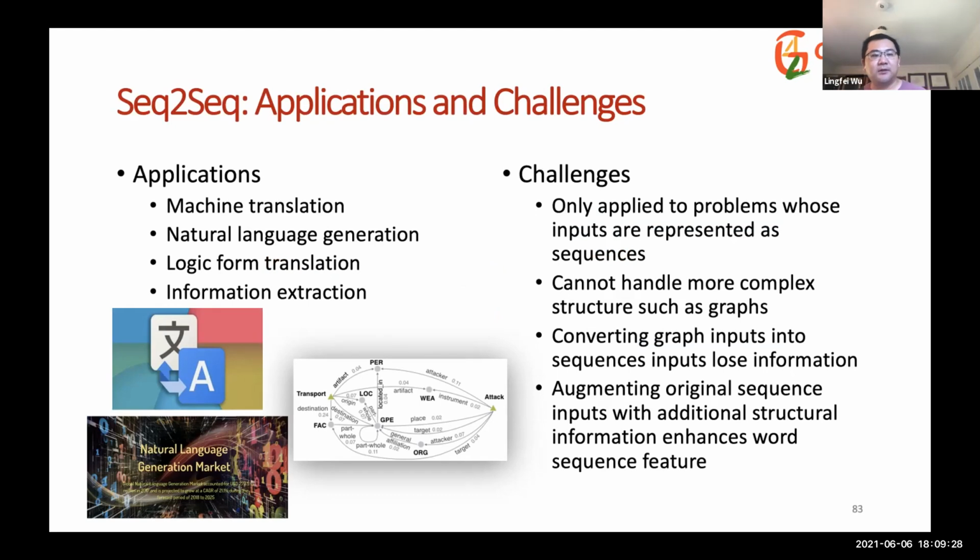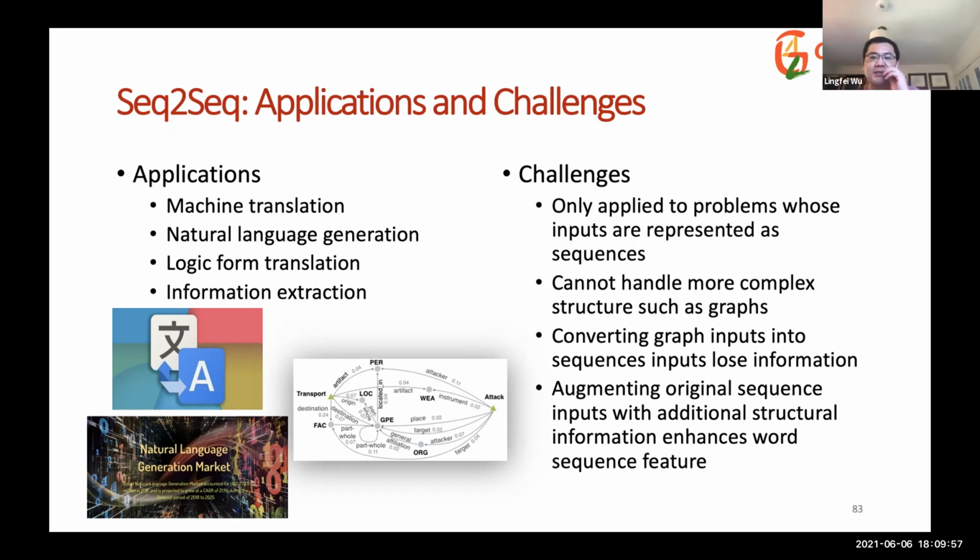As we all know, the sequence model is extremely successful. It was originally designed for machine translation problems, but has later been widely used for, for example, natural language generation, multi-form translation, and information extraction. So the sequence model essentially takes a sequence input and learns a mapping between a sequence input and a sequence output.